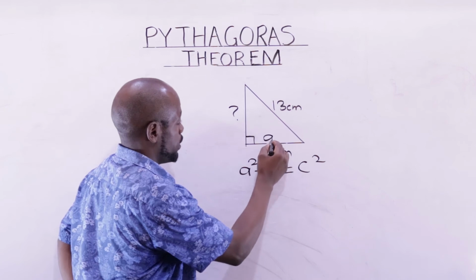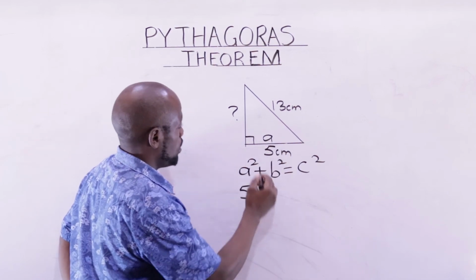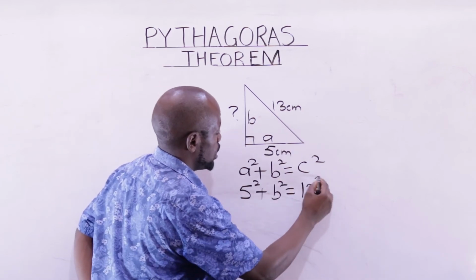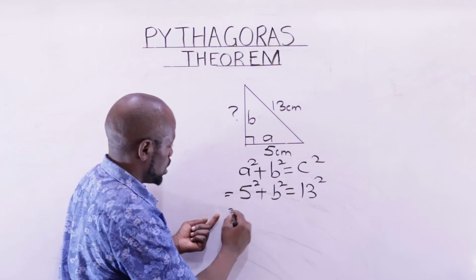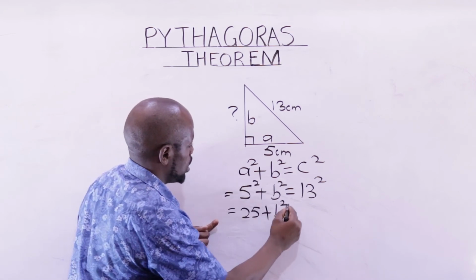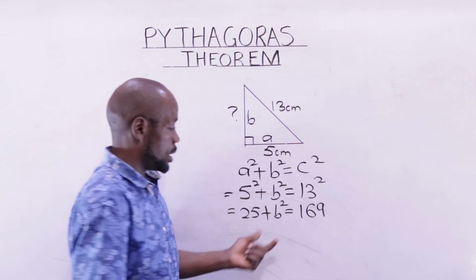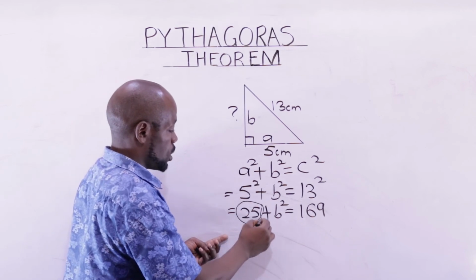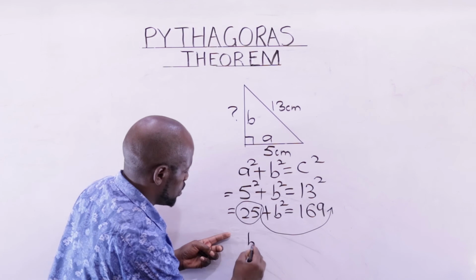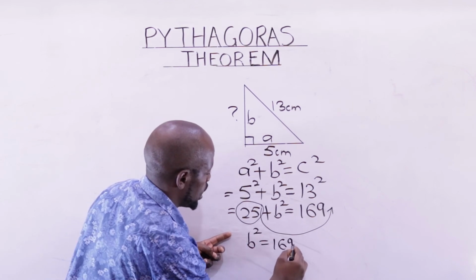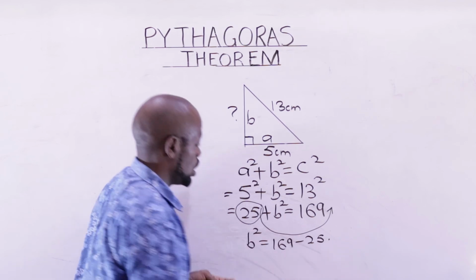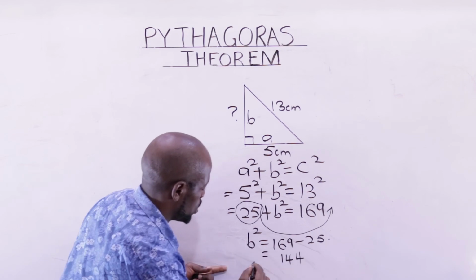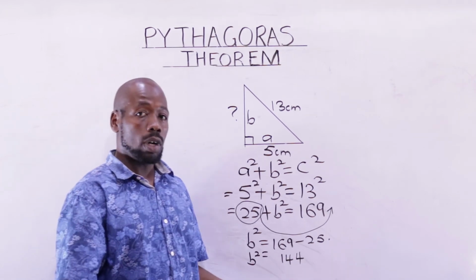Our A here is 5, so we will substitute there 5 squared, but we have not been given the B, so the B remains unknown. Our longer side is 13 squared. So 5 squared is 25 plus B squared, which is equal to 169, 13 squared. Let's collect the like terms. 25 goes across the equal sign. So we will remain this side with B squared is equal to 169 minus 25. Now, 169 minus 25 gives me 144. So B squared is equal to 144.